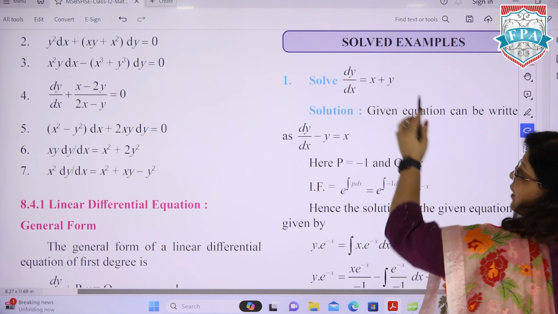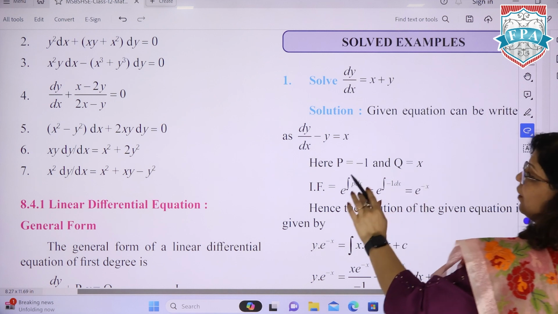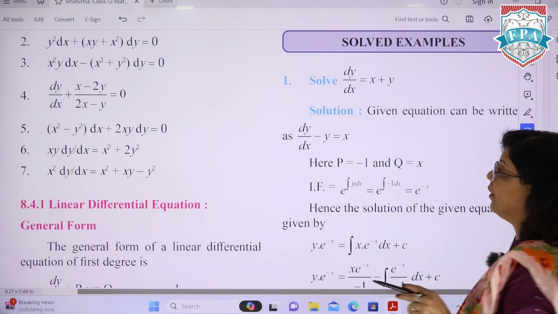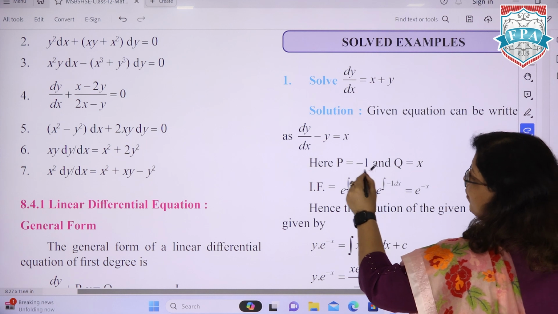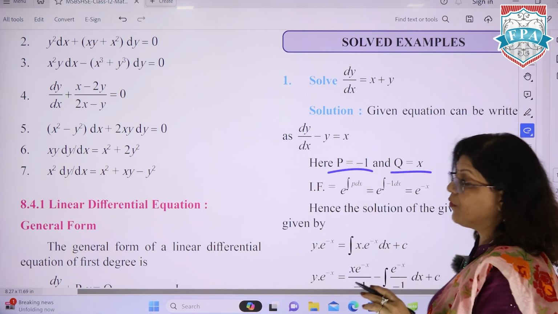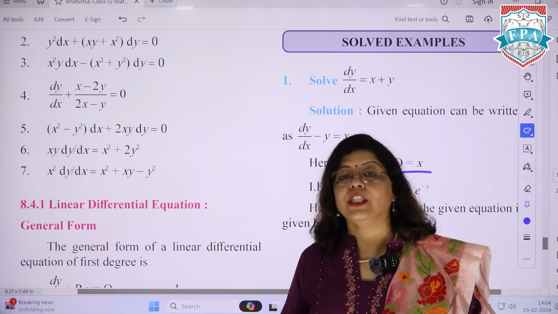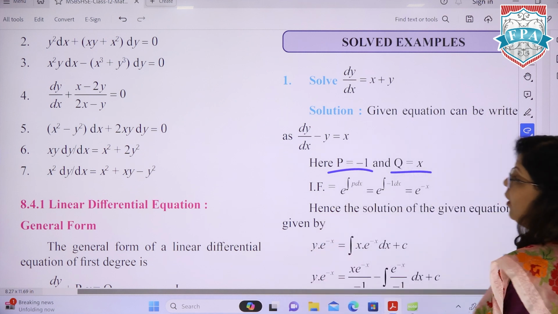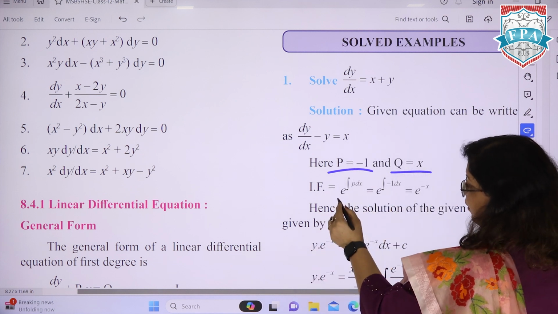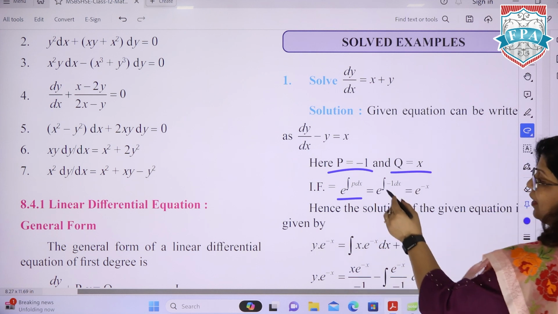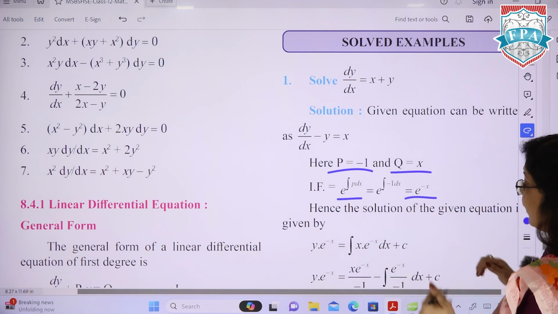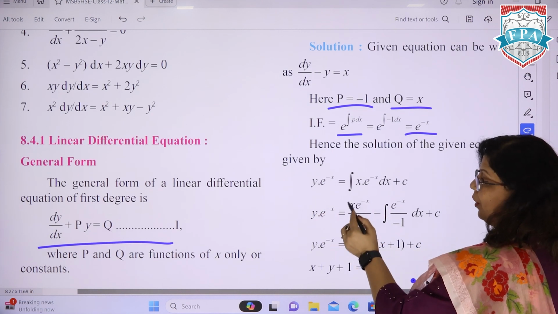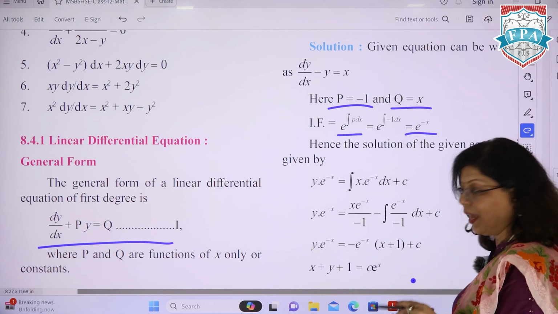Say dy by dx is x plus y, one of the simplest questions. Write it in the format of dy by dx plus py is equal to q. When we write it in that format, p becomes minus 1 and q becomes x. We've seen that p and q can be in the form of the dependent variable, independent variable or constants. So here you get p as minus 1. So integrating factor becomes e to the power of integral minus 1 dx, which is e to the power minus x. Then put directly into the solution: y e to the power minus x is equal to integral x e to the power minus x dx plus c.